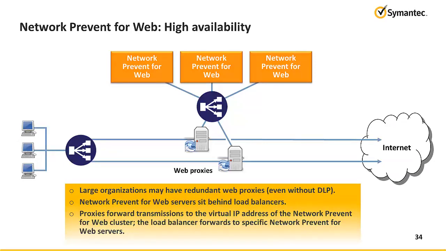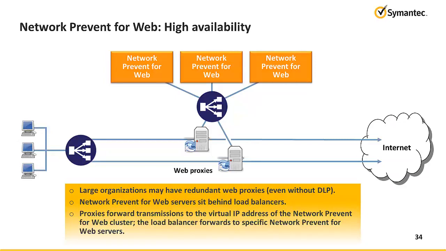The detection servers deliver a verdict on the transmissions according to DLP policy, and then return this verdict to one of the web proxies via the load balancer. The proxies then forward, block, or remove content from the web transmissions as required. When planning Network Prevent for web architecture, review the list of supported web proxies available in the Symantec Data Loss Prevention System Requirements and Compatibility Guide.